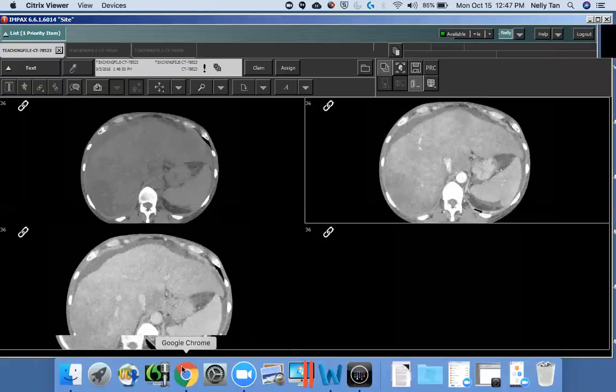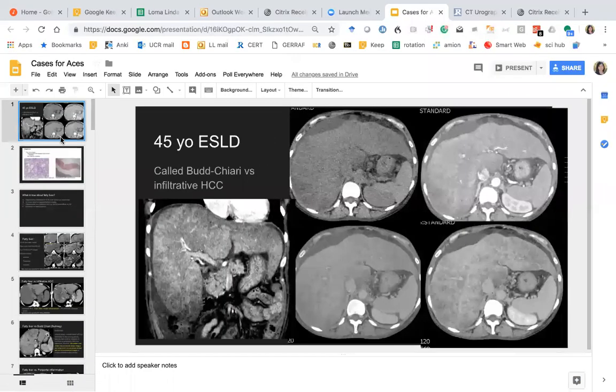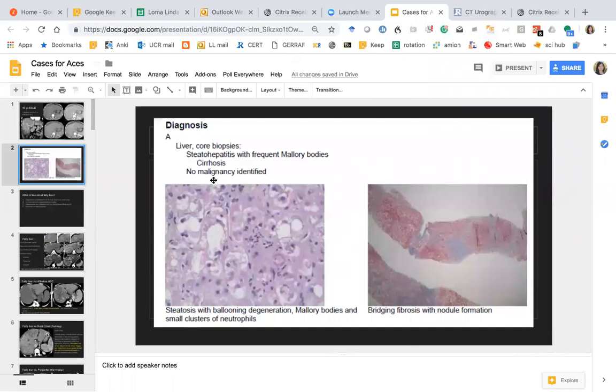Excellent. Yeah. So can you see my screen? Yeah, we can see it. Okay, great. So that's exactly what it was. The patient went on to get core biopsies, and it came back as steatohepatitis.